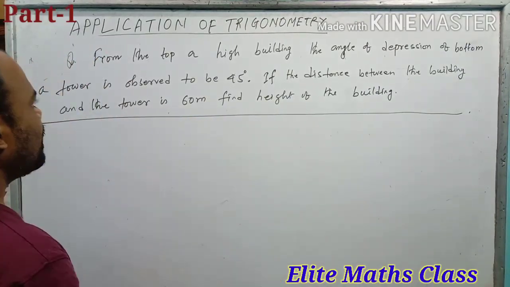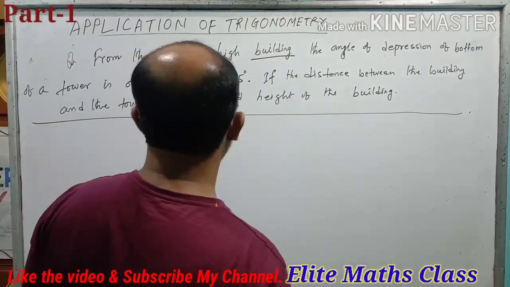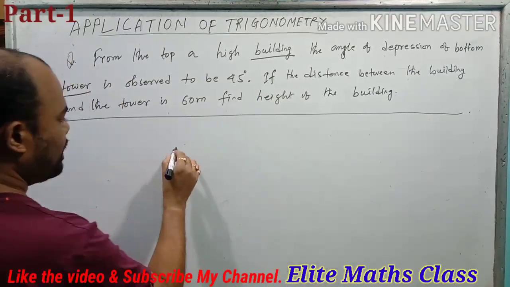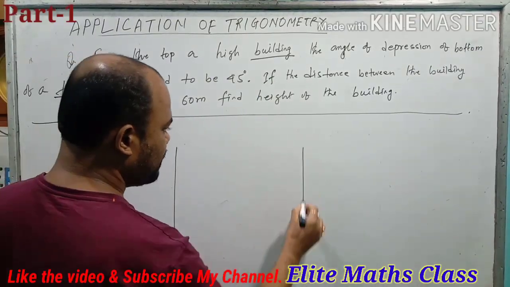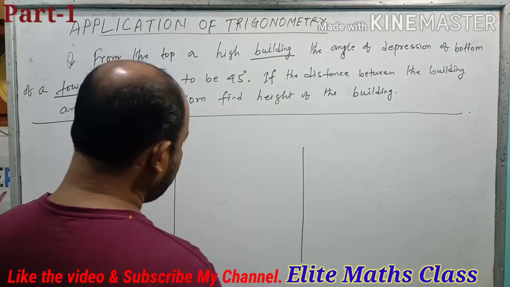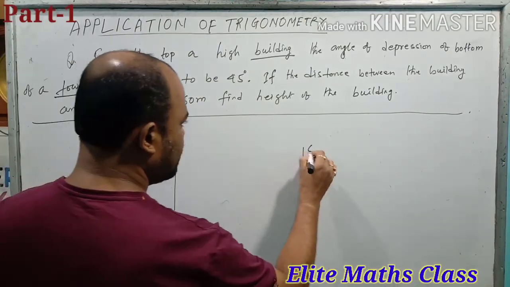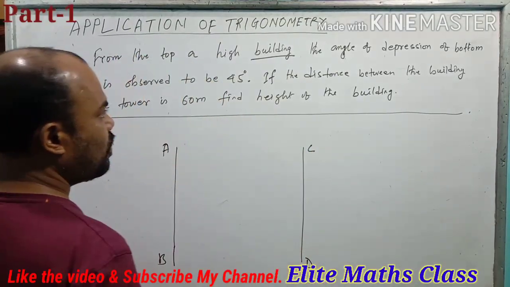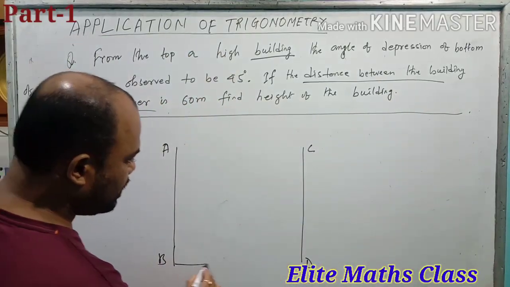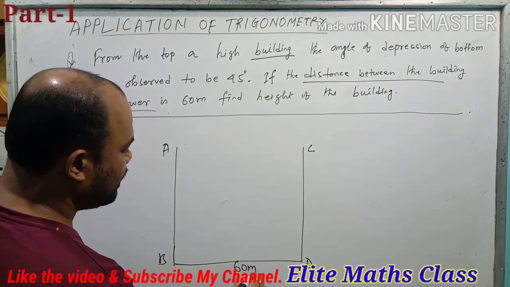See that here two objects are there. One is the building and another thing is the tower. Now what is observed? Let us take the building. This is the tower. Now which one is the taller? It is not mentioned here. So let us say this is the building, this is the tower. What is given? The distance between the building and the tower, that is their distance on the ground, it is given, it is 60 meter.